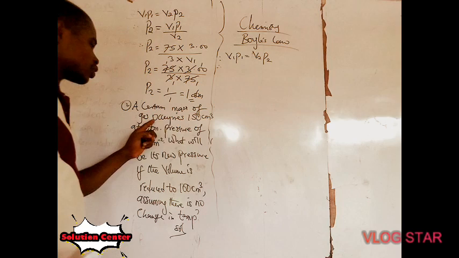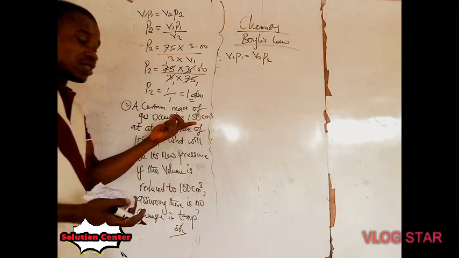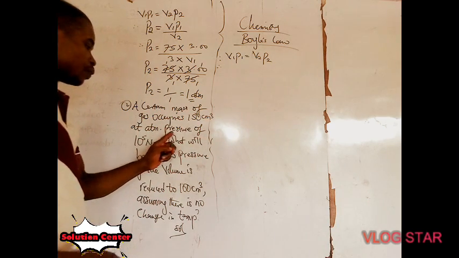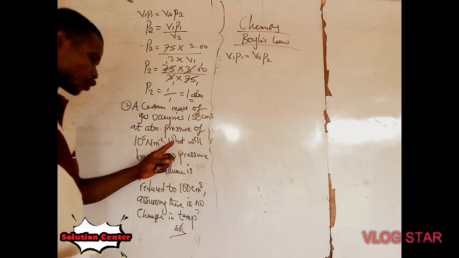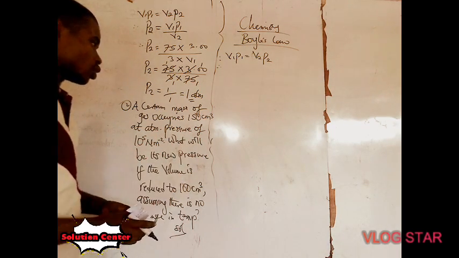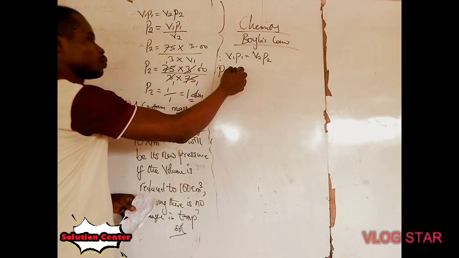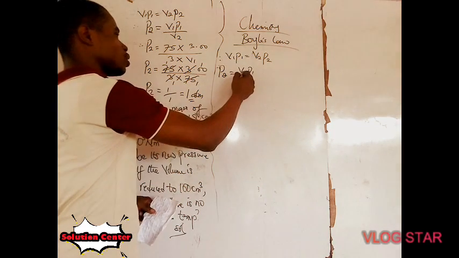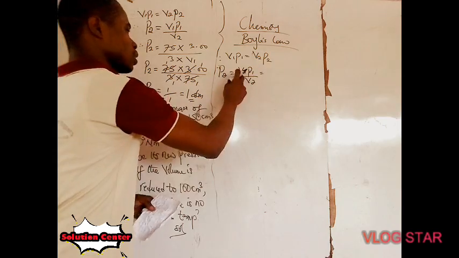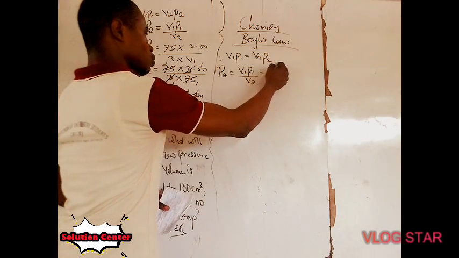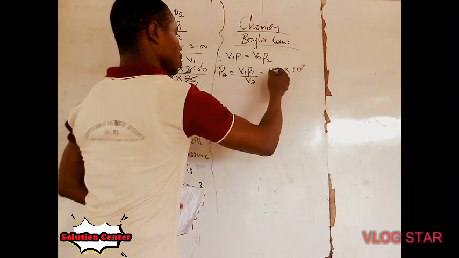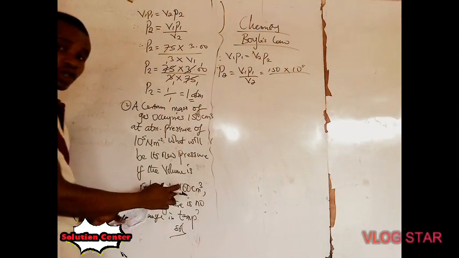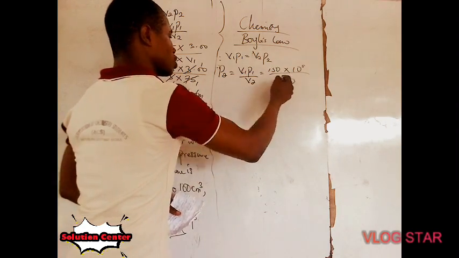A certain mass of gas occupies 150 cm cube, which is the V1, at atmospheric pressure of 10 raised to the power 5 Newton per meter square. What will be its new pressure? That means we are looking for P2. So P2 is equal to V1 P1 all over V2, which is equal to 150 times 10 raised to the power 5, divided by our V2, which is 100 cm cube. So we have it as 100.